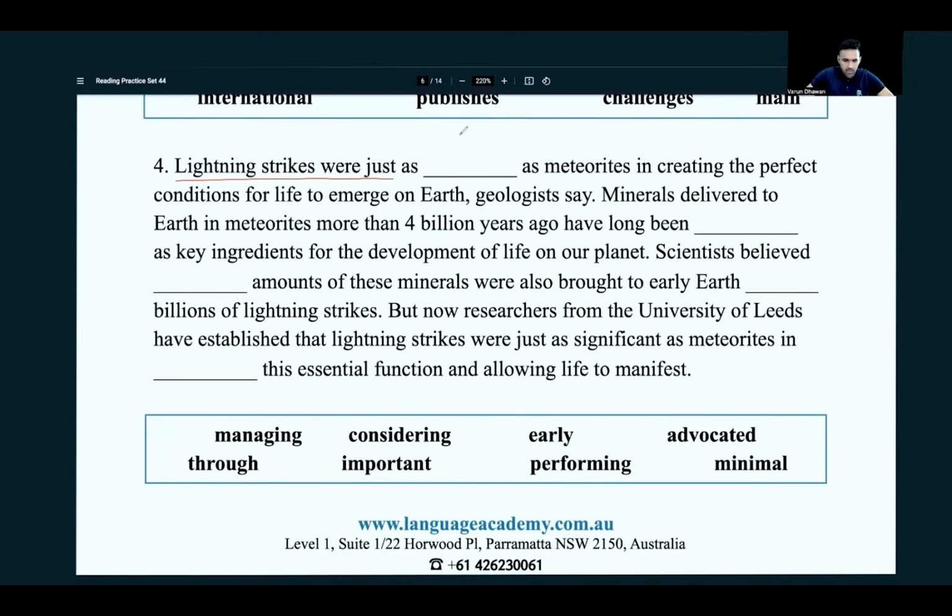Lightning strikes were just as dash as meteoroids in creating the perfect conditions for life. So lightning strikes were just as dash as this in creating perfect conditions means we'll have a positive word over here, because as helpful were lightning strikes as the meteoroids in creating perfect conditions for life to emerge on Earth, geologists say. So let's look for a positive word. Managing, through, considering, important can be the right word. Early, performing, advocated, minimal. We only have important as a positive word. Lightning strikes were just as important as meteoroids in creating the perfect conditions for life.